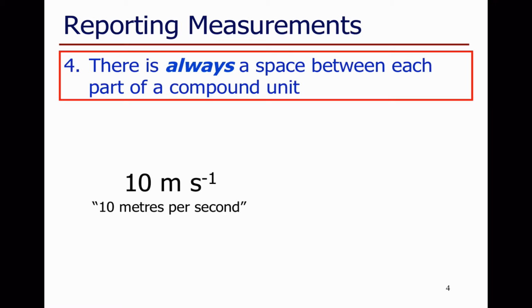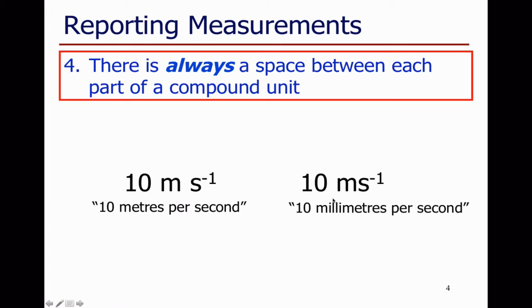But there's always a space between each part of the compound unit. So for example, here we have 10 meters per second. So we know it's meters per second. Because if I write it like this, I might mean 10 millimeters per second, or do I mean 10 meters a second? You always have to put a space in between the parts of a compound unit like this.